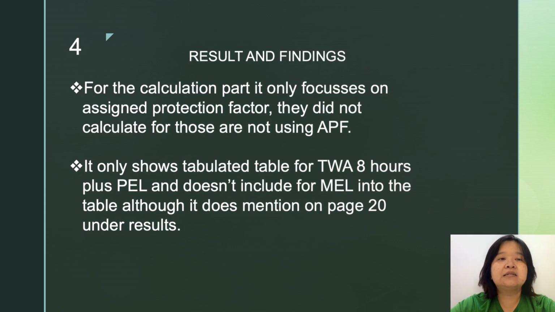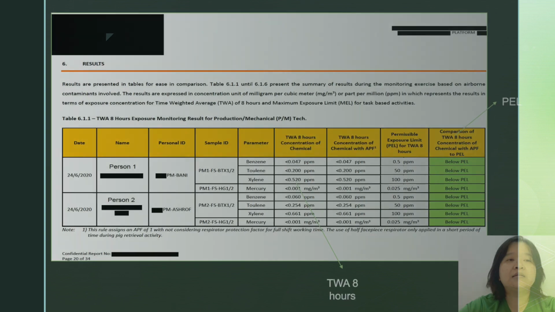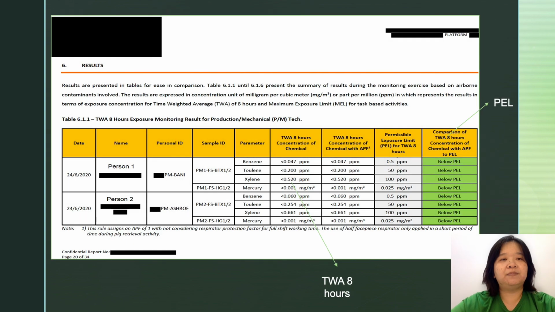So these are the examples of the results that I got from the report. The results are presented in a table form to show comparison. Like I said, MEL is called the maximum exposure limit, and TWA is called the time weighted average. If you see from the graph, it only shows two, which is the TWA for 8 hours and also the PEL, permissible exposure limit.